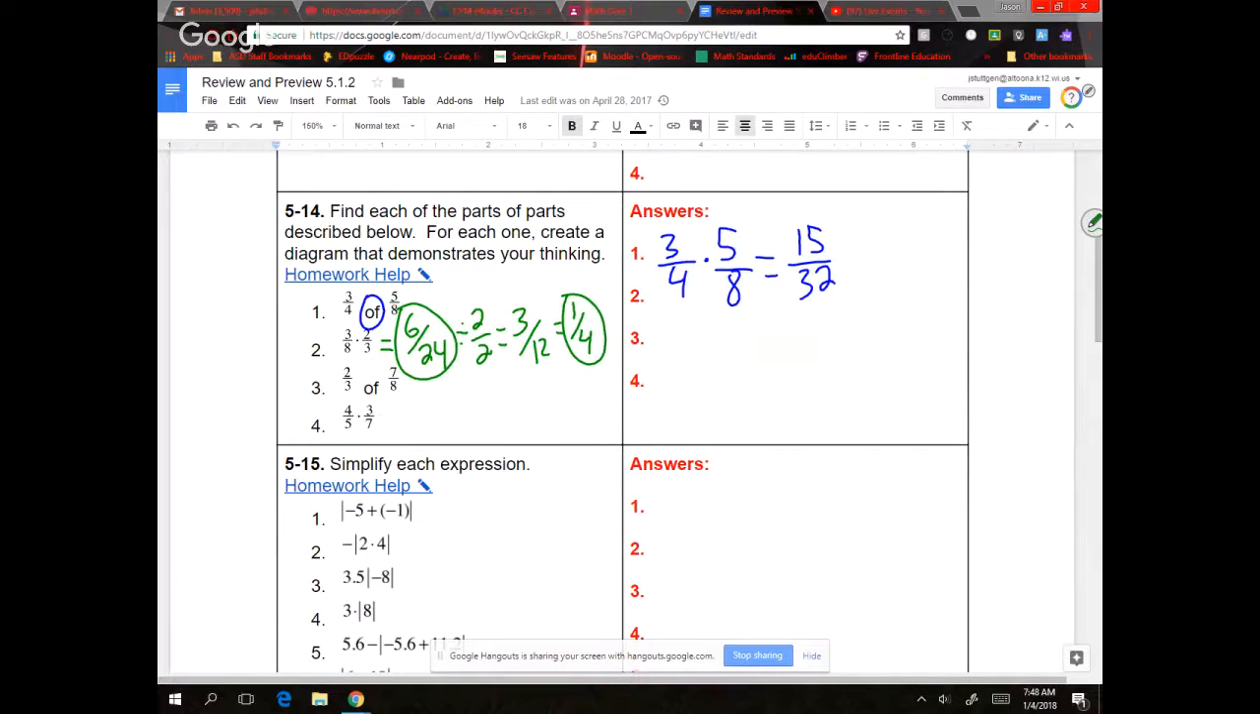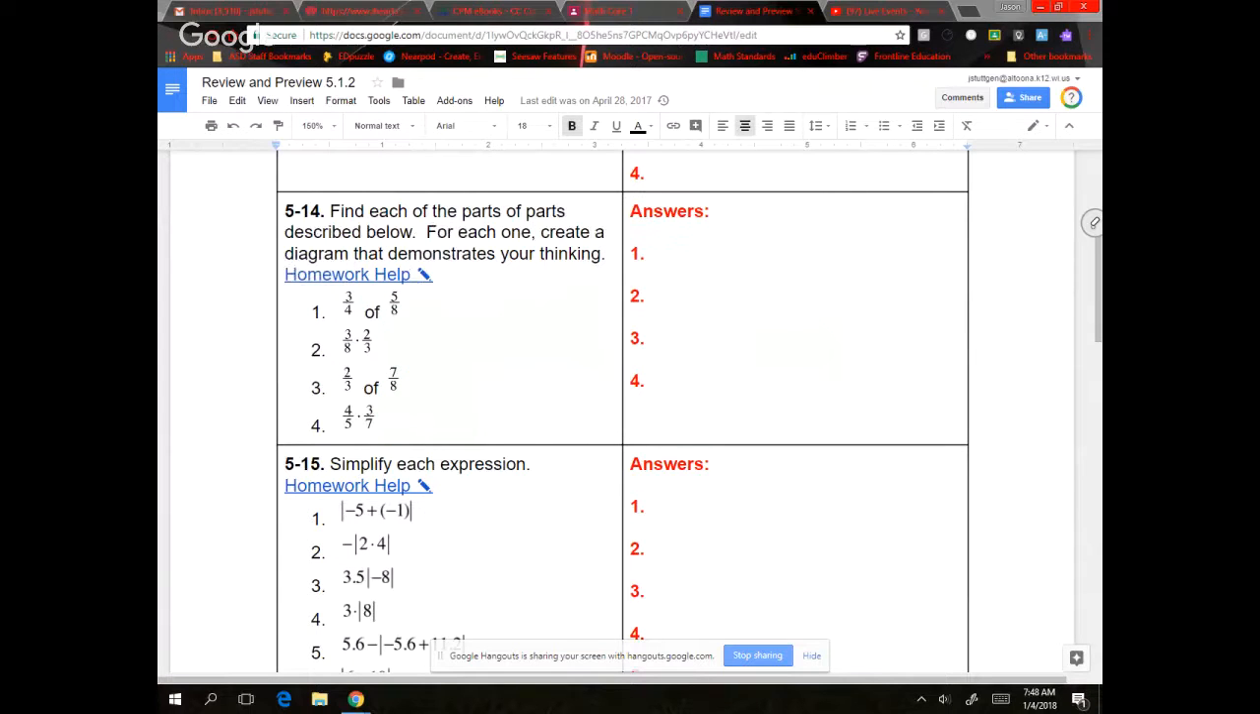2 times 7, I'm going to do this one down here. 2 times 7 is 14. 3 times 8 is 24 again. And again, I'm not going to simplify this one just to save a little bit of time. 4 times 3 is 12. 5 times 7 is 35. That's the answers to the second problem. Let me erase those. We'll go to the third one.